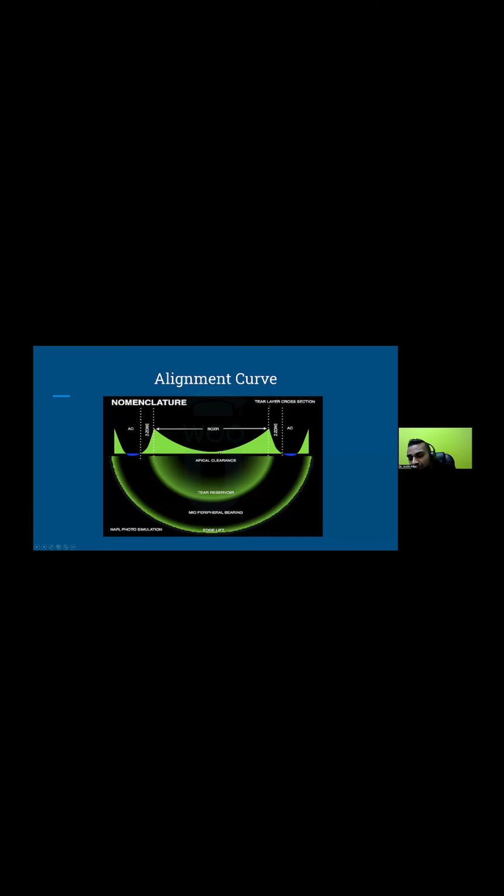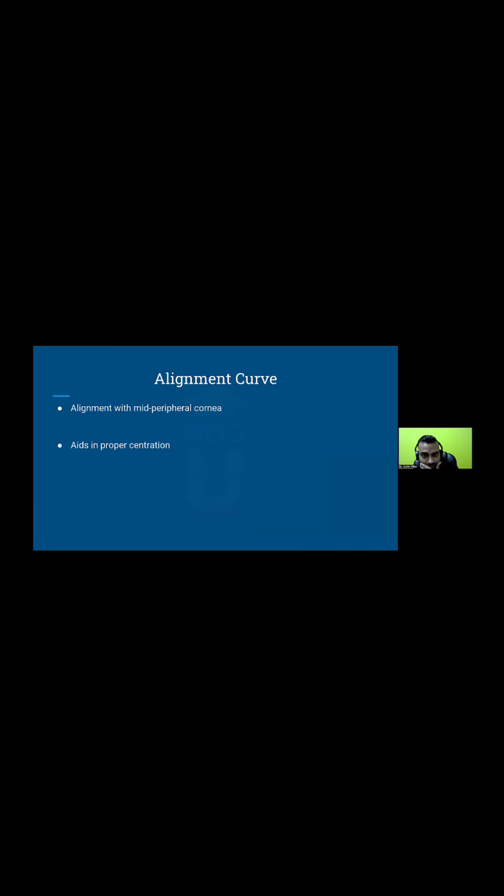You're not mushing the cornea. You saw some clearance here, but the alignment curve, yeah, you want to get pretty close. This is super important for centration. So the alignment curve is where we're making actual fitting relationship changes, not the base curve. So you want alignment with the mid-peripheral cornea, 360 degrees around. That's what helps with centration.